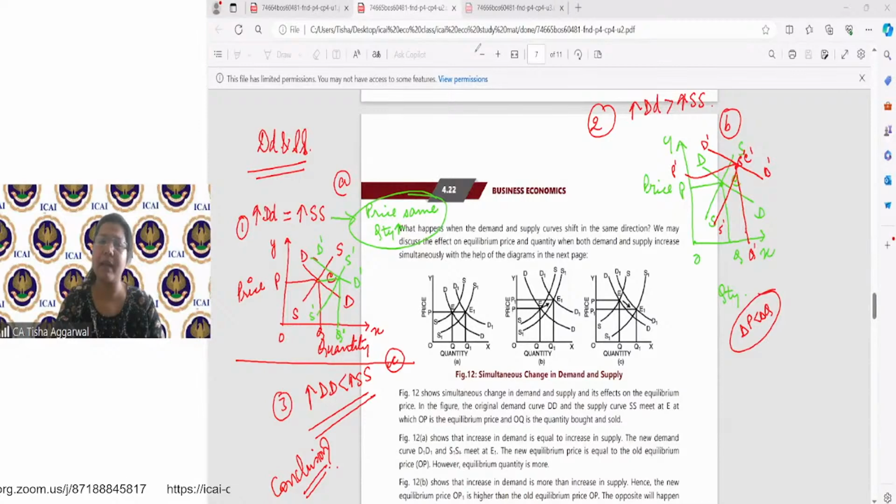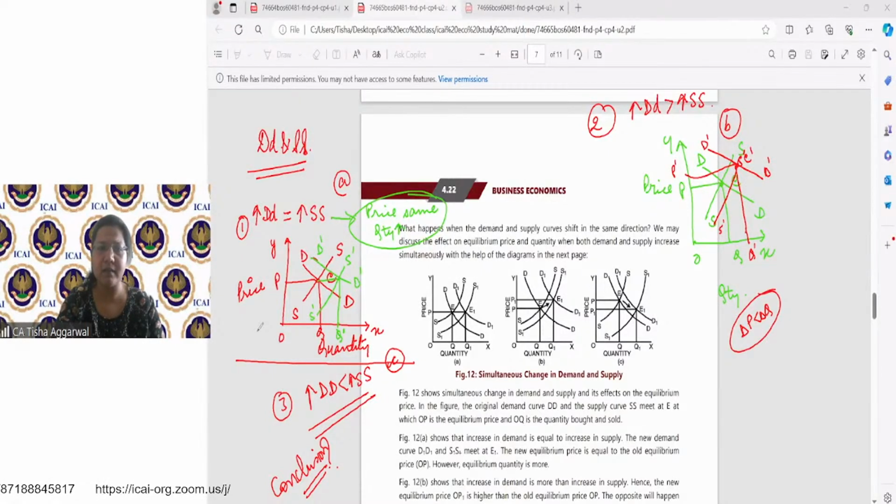Okay, case 3, price decrease, quantity increase. Price decrease, very good, and quantity increase, perfect. Very good, Yukta, very good, Ishika. Parul, you gave me half the answer. Okay, I hope this is clear to everybody.